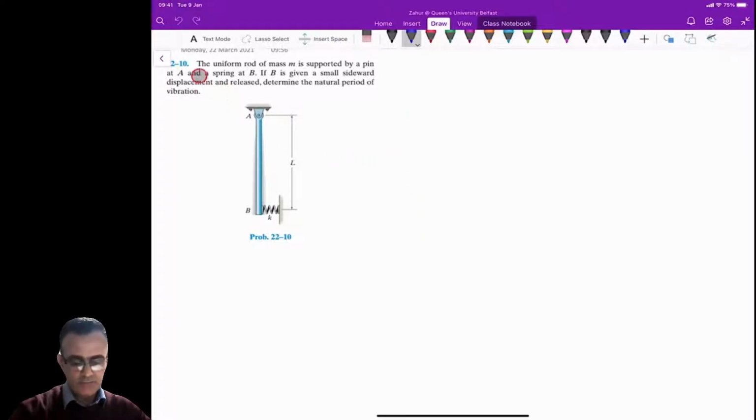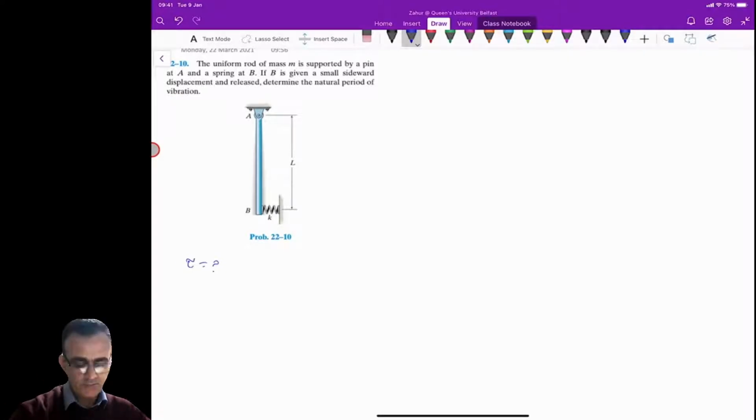Okay, so in this numerical example, a uniform rod of mass m is supported by a pin at A, which is this location here, and a spring at B. A spring is attached here. If B is given a small sideward displacement, so if you give it a small displacement here and release, determine the natural period of vibrations. You need to calculate the tau here. So tau is unknown, or the period of vibration here.